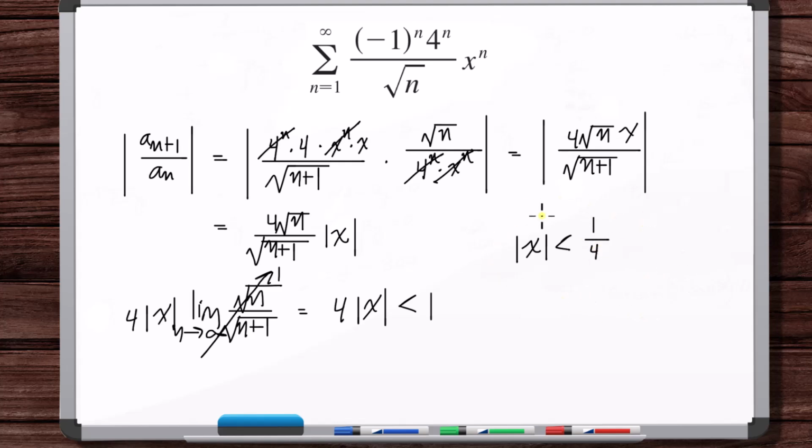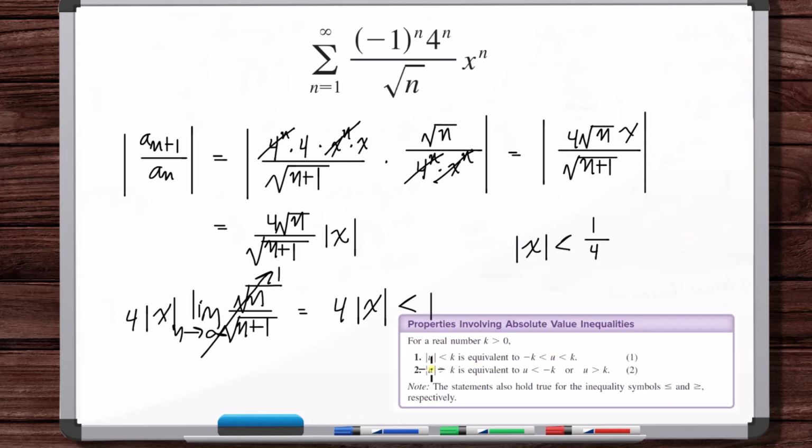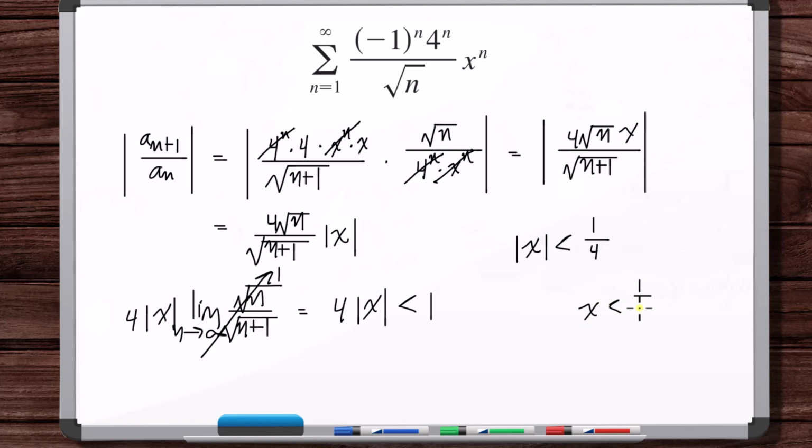Absolute value inequality, again, going back to this. We have from algebra the absolute value of an expression of x is less than k, a constant. That's equivalent to this compound inequality here. So x is less than 1/4 and greater than minus 1/4. So the radius of convergence we see is going to be 1/4, centered about 0. And there's the interval, but what about the endpoints?